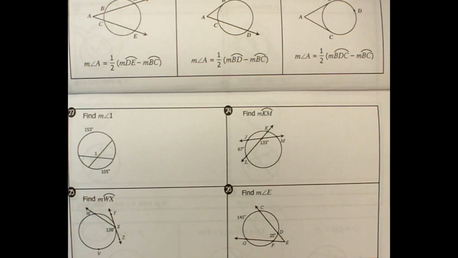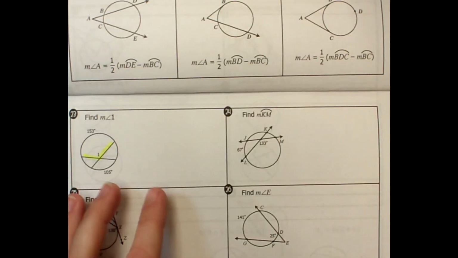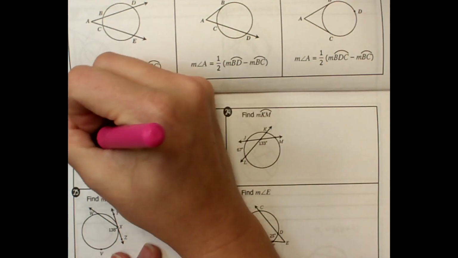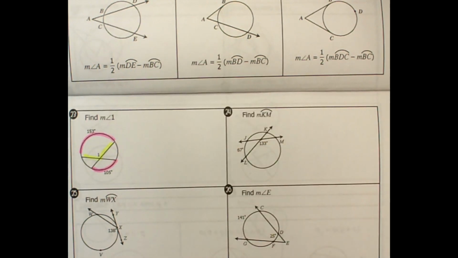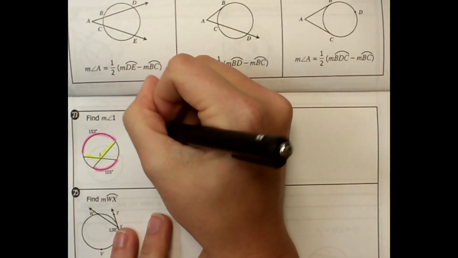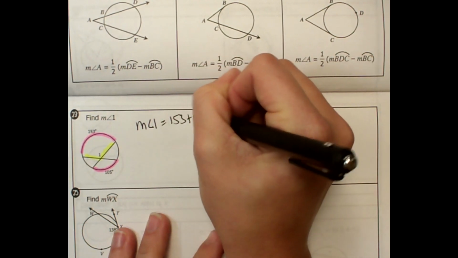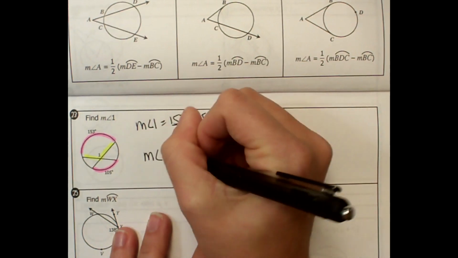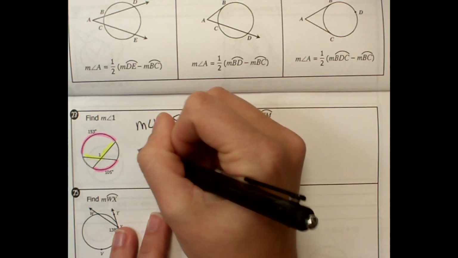They want to know what's the measure of angle 1. Well, the measure of angle 1 is going to be 153 plus 105 divided by 2. So the measure of angle 1 is equal to 153 plus 105 divided by 2. So in this case, the measure of angle 1 is equal to 129 degrees.